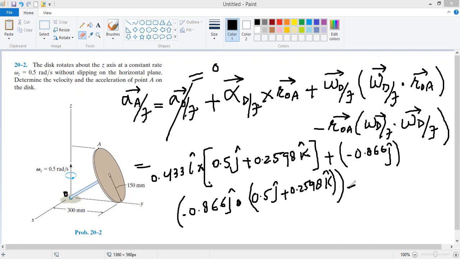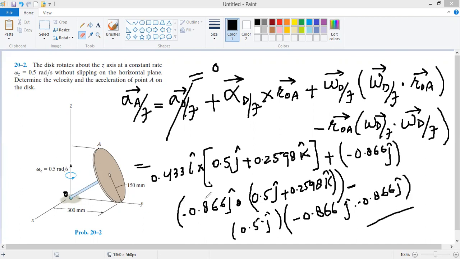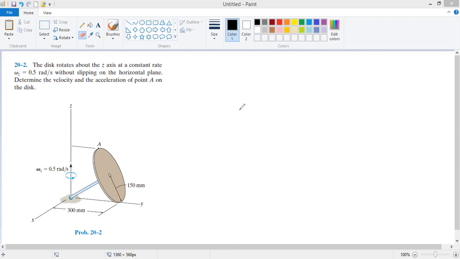Let me write these terms here. So the ROA vector is 0.5 j cap plus 0.2598 k cap, and its dot product with angular velocity of the disk with respect to ground dot angular velocity, that is minus 0.866 j cap dot product with minus 0.866 j cap. This is quite an easy expression to calculate, which I am leaving as homework for the students. First take the cross product, then take the dot product, multiply with this term, take the dot product, multiply with this term to obtain the expression for the acceleration.